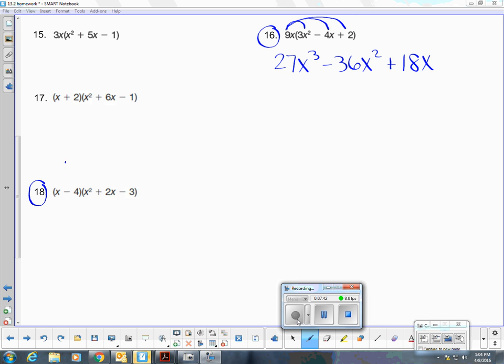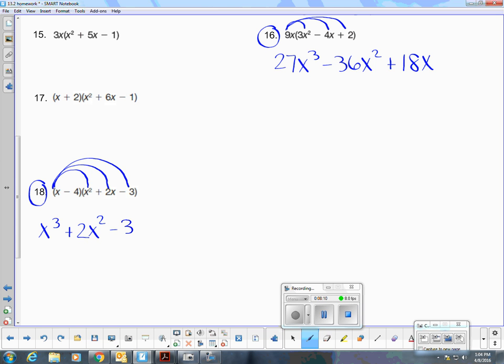We have a binomial times a trinomial. So our method of multiplying a binomial by a trinomial is again by using the distributive property. I'm going to begin by distributing x with the three terms in the trinomial. And I'm going to go back and distribute negative 4 again with the three terms in the trinomial.